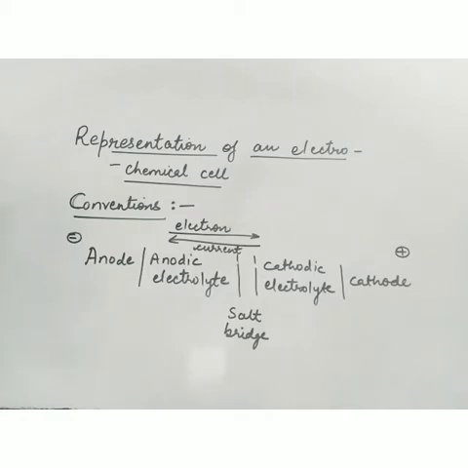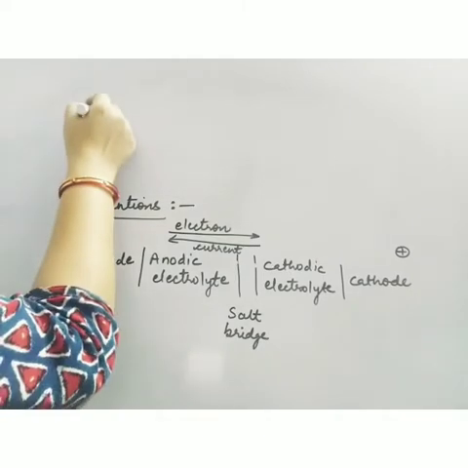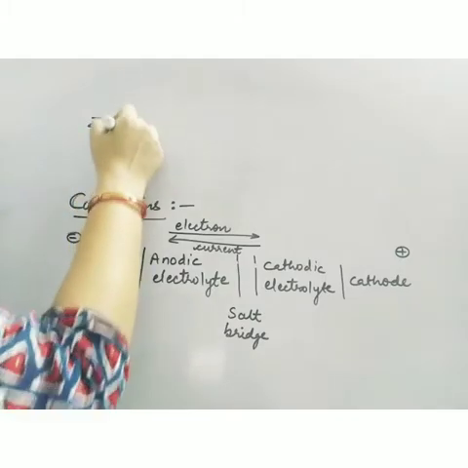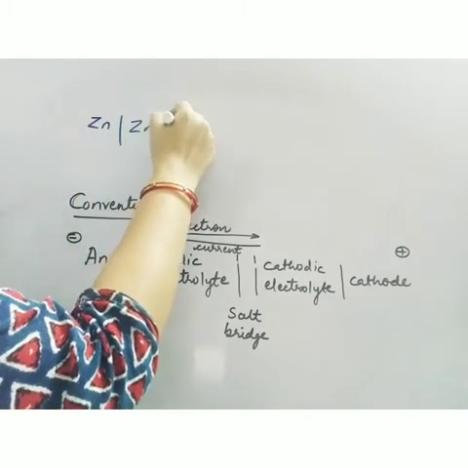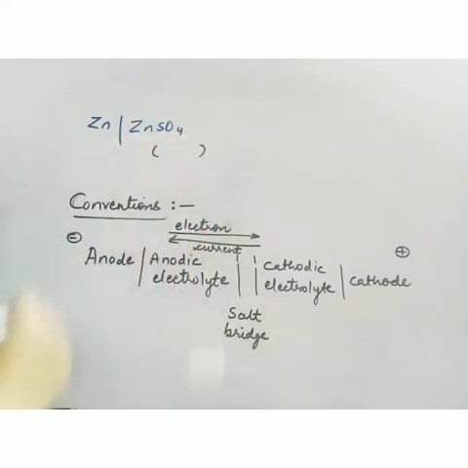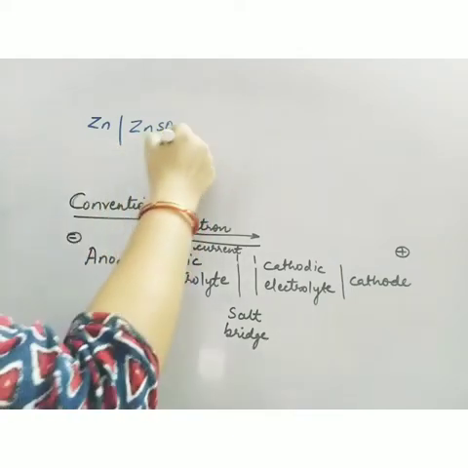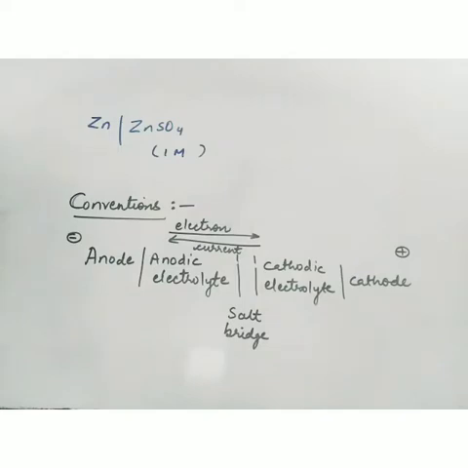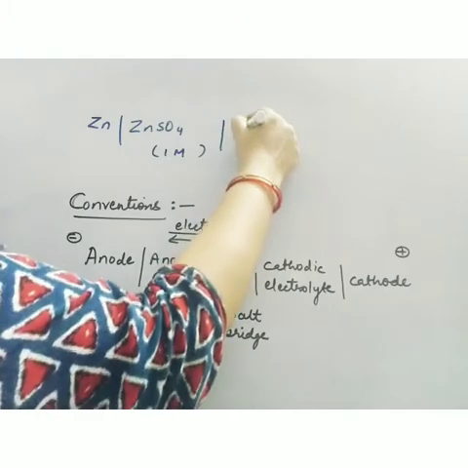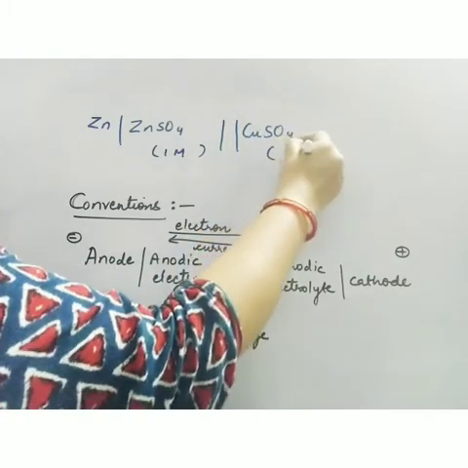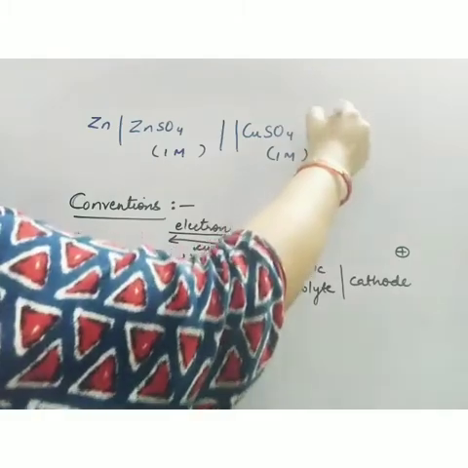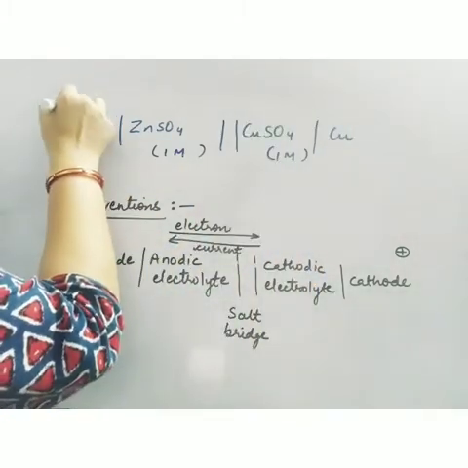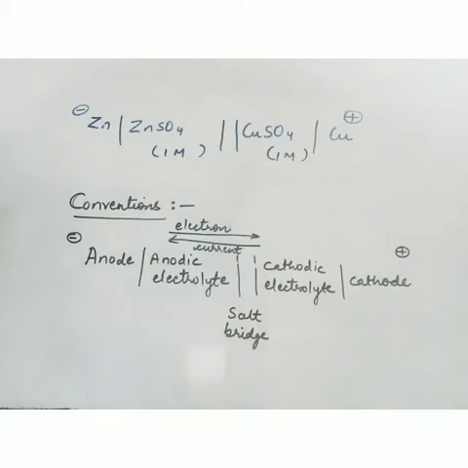Now let's represent our zinc copper cell on paper. In the zinc copper cell, what is our anode? It is zinc. Now the solution is ZnSO4. In the bracket we can put concentration also. Suppose the concentration of zinc sulfate is 1 M, that is 1 molarity. Whatever concentration is there, you can put in the bracket. Now salt bridge, then cathodic solution is copper sulfate. Again we'll put the concentration, then copper. So this is my anode, this is my cathode. This is the representation of our zinc copper cell.